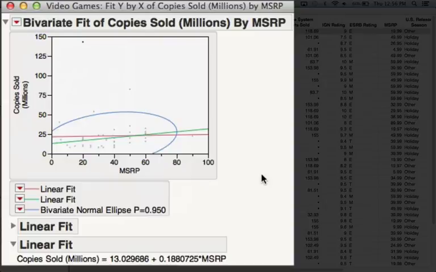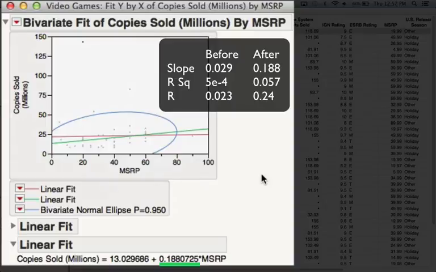You can already notice that there has been a major improvement just from the removal of Tetris. Our slope has increased to 0.188, and an R-squared value of 0.057 gives us a correlation coefficient of 0.24, which implies a less weak positive correlation between MSRP and the number of copies sold.